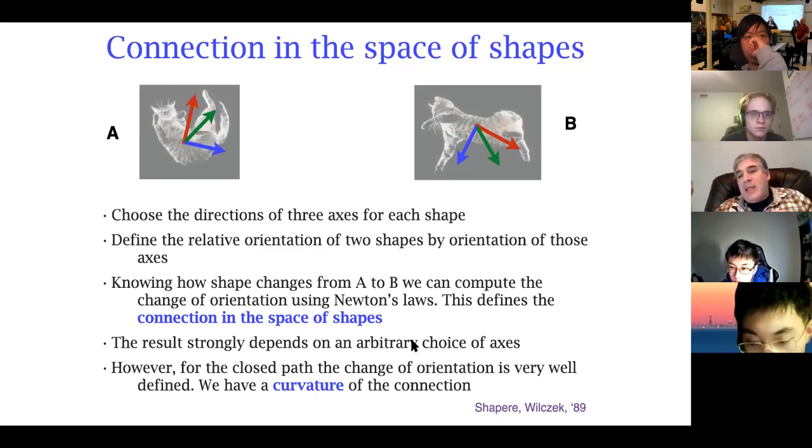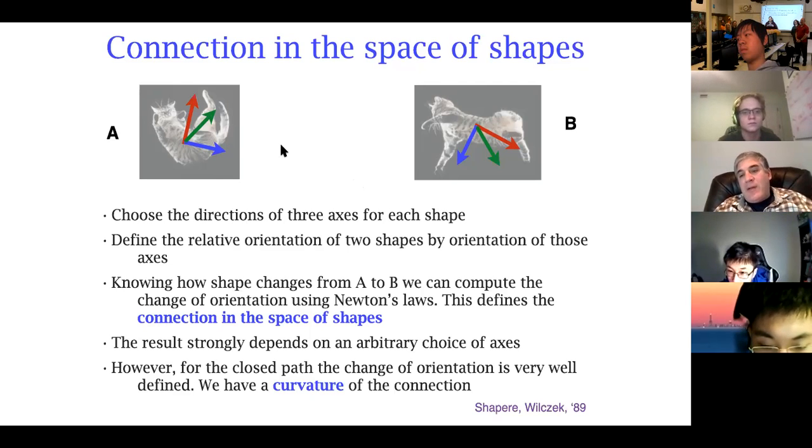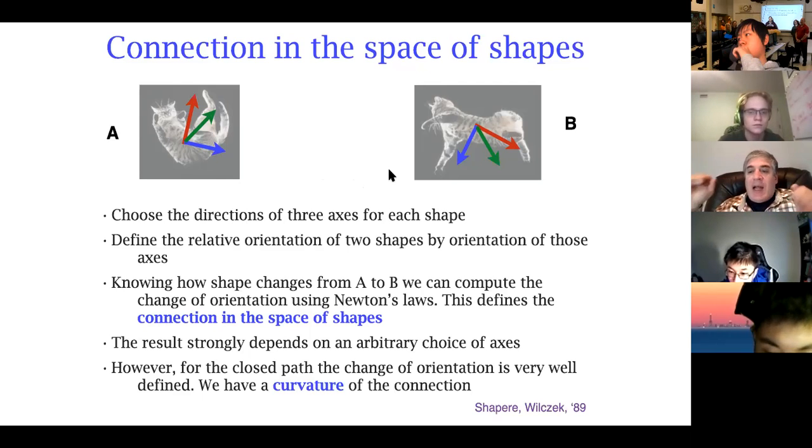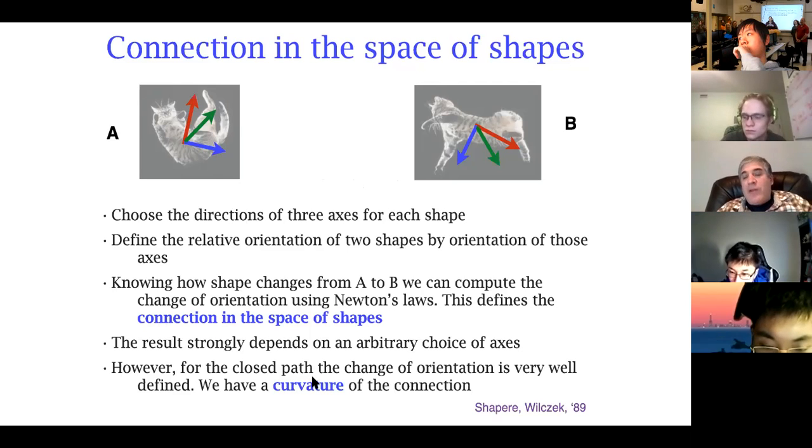Knowing the path in this space, I can solve Newton's equations and find what the orientation of the cat is. And having pre-assigned triplets of vectors to each shape, I can now formalize it as some angle of rotation of the cat in space. So for any path in a space of shapes, I have the angle of rotation, which means that I have a connection defined in the space of shapes. And looking at the closed path, I can define the curvature of that connection.